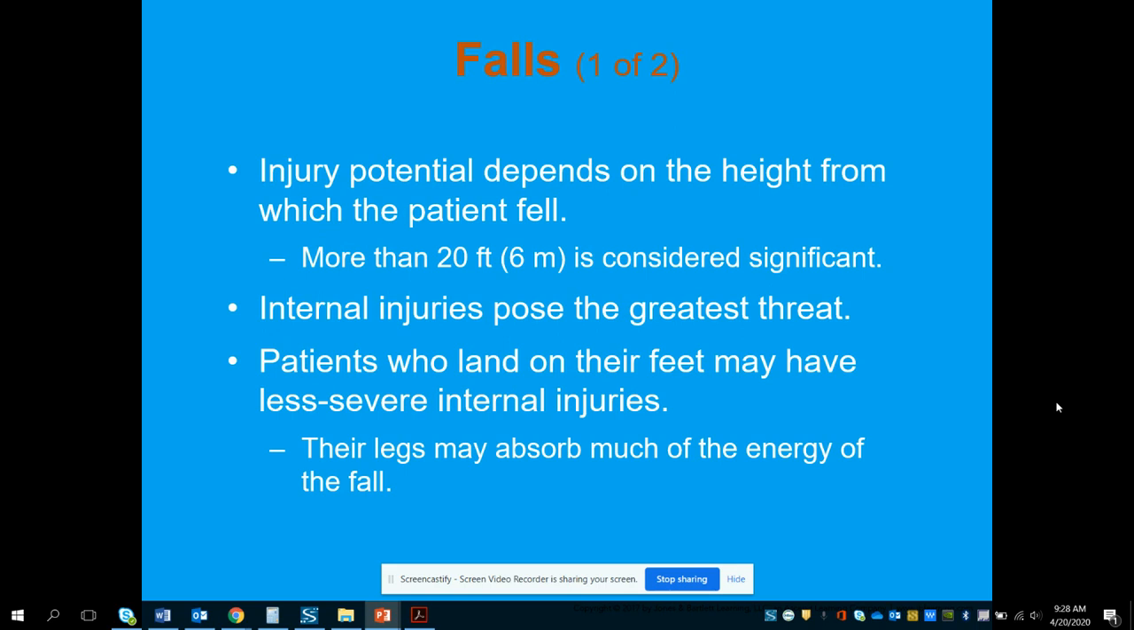So we're looking at falls. Here we've got injury potential. That's going to depend on the height from which the patient fell. So you're always considering the patient's height. You're thinking about how high was their head from the ground.